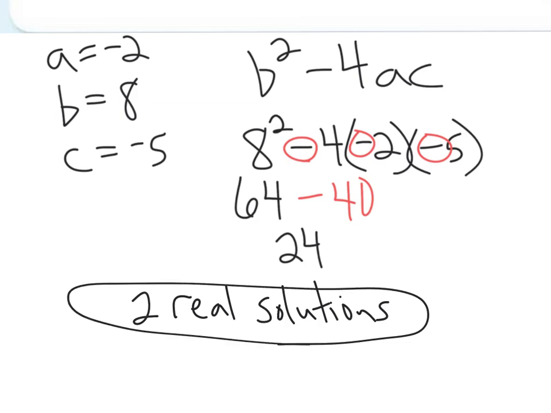So this gives you an idea of how to work with the quadratic formula and the discriminant.